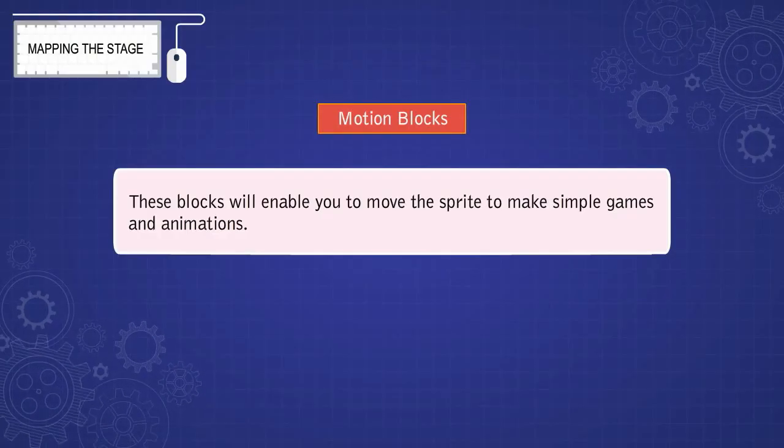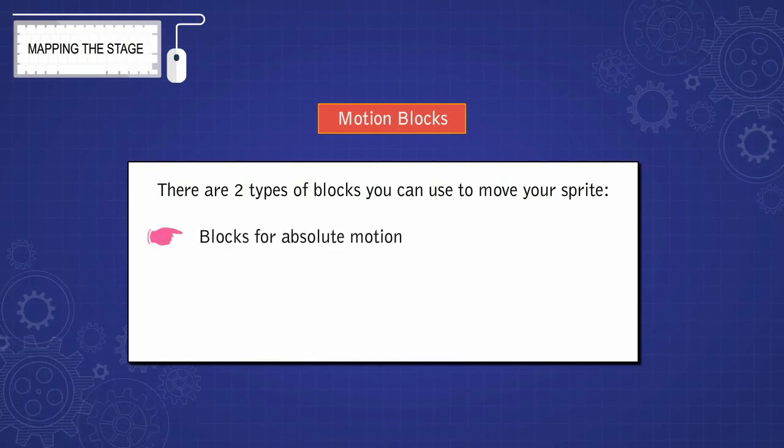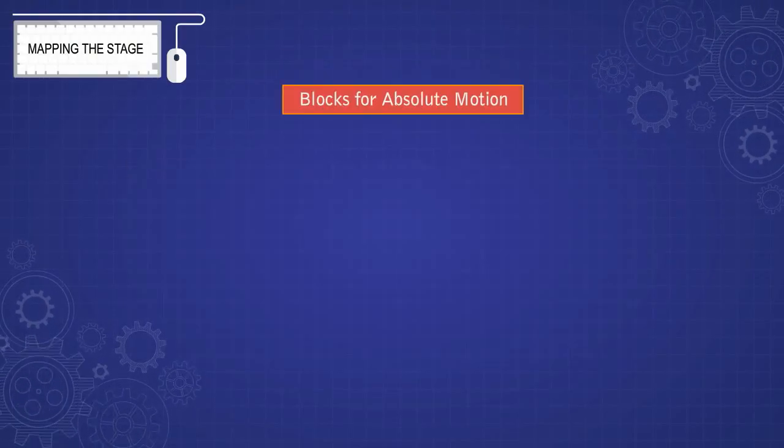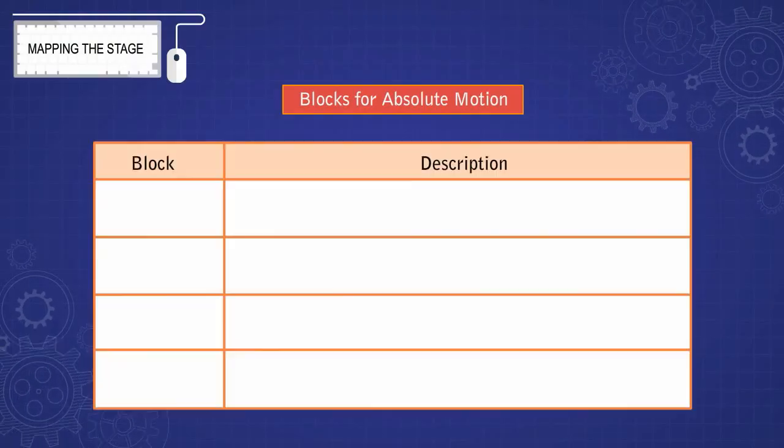Motion blocks. These blocks will enable you to move the sprite to make simple games and animations. There are 2 types of blocks that you can use to move your sprite: blocks for absolute motion and blocks for relative motion. Blocks for absolute motion. In the motion blocks category, there are 4 blocks which enable absolute motion.